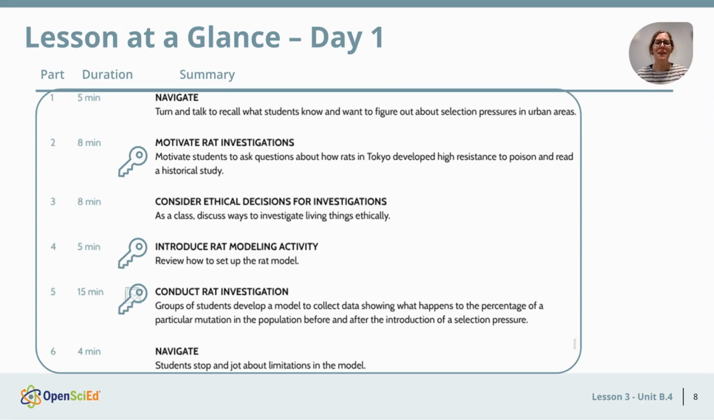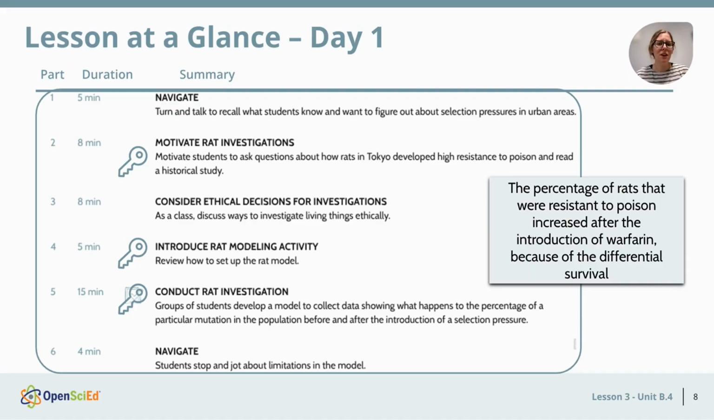Sense-making loop 1 will take place over day 1. The students are going to start by recalling what they figured out about selection pressures in urban areas. We're going to motivate the rat investigation by looking at some initial data about rat poison resistance in Tokyo. And then we're going to consider the ethical decisions for investigating living things. We'll introduce the rat modeling activity, conduct the rat investigation, and have a quick stop and jot about limitations of using this model. Students are going to figure out that the percentage of rats that were resistant to poison increased after the introduction of warfarin because of the differential survival of the rats.